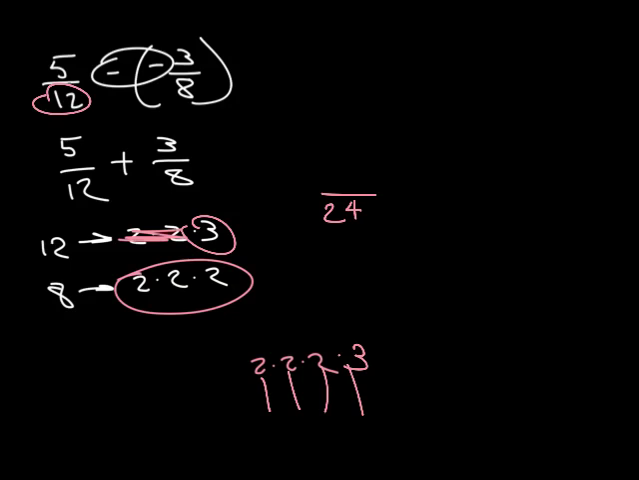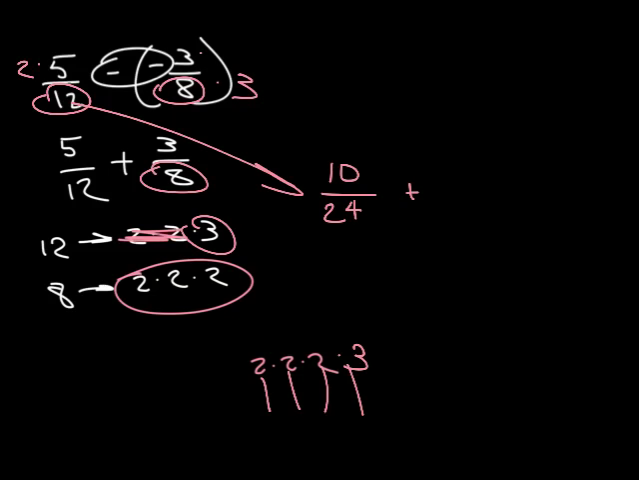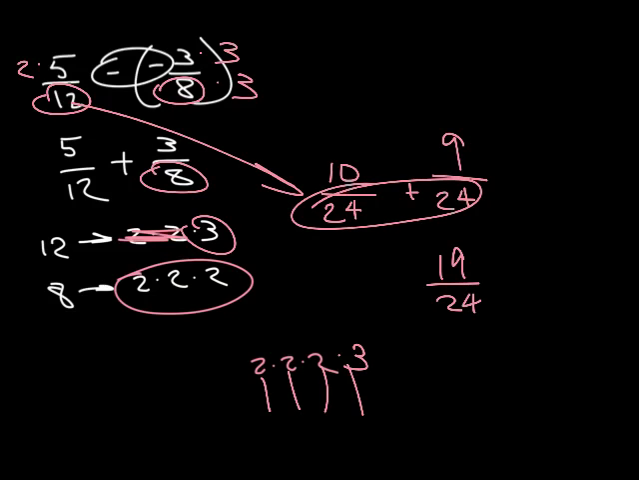So we change this 12 to a 24 by multiplying by 2. So we'll multiply the top by 2. And then we change the 8 to a 24 by multiplying by 3. So we multiply the top number by 3. So we have 24 on the bottom and 9 on the top. So 10 plus 9 is 19, and the 24 plus 24 we don't add because it's in the denominator, and that's what we get for an answer. So that's some problems from 1.6 that should help you.